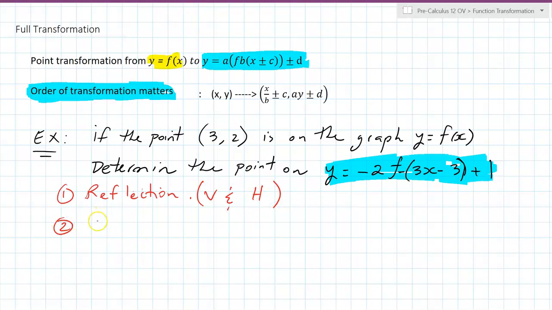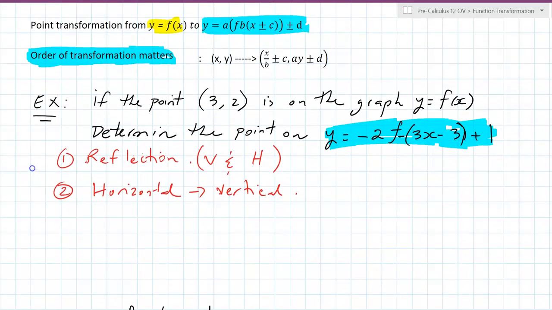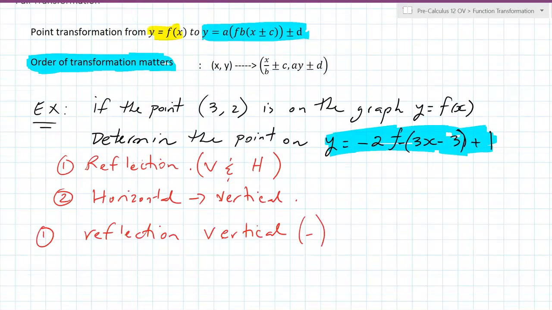Then you're dealing with the horizontal, and then you start from the left to the right. So horizontal shift, and then vertical, and then you're done, and that would be the end. Okay, that's what we're going to do. So let's go ahead and do the first. So first we're going to deal with this negative in front, right there. Okay, what does that do to the original graph?